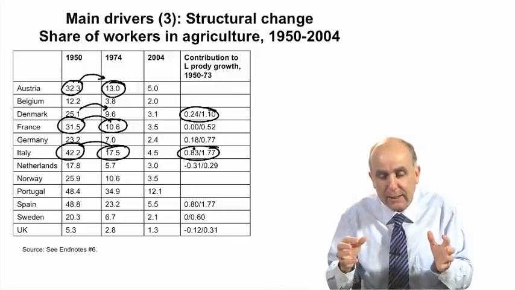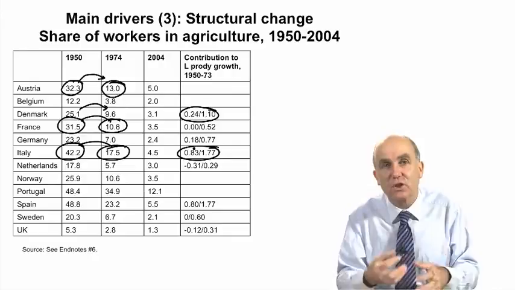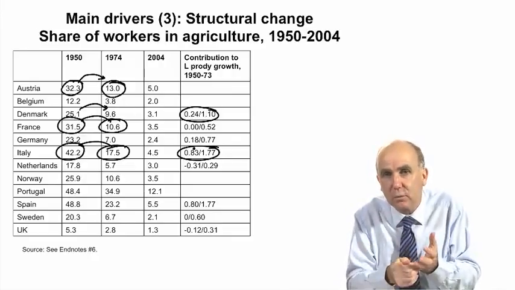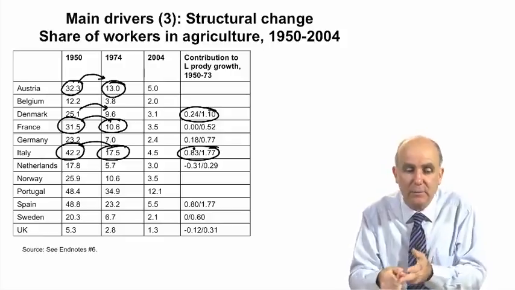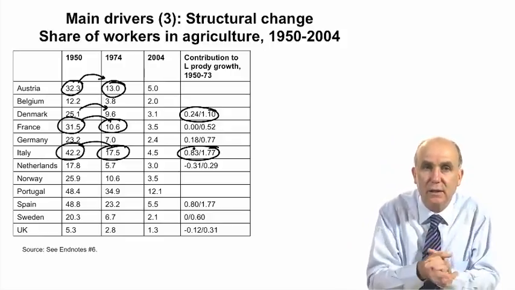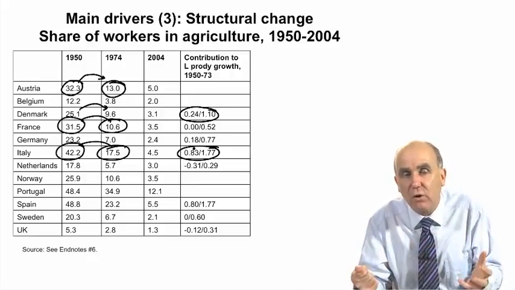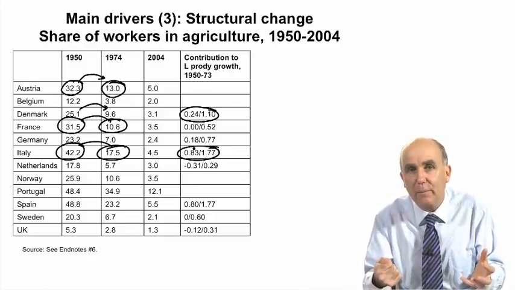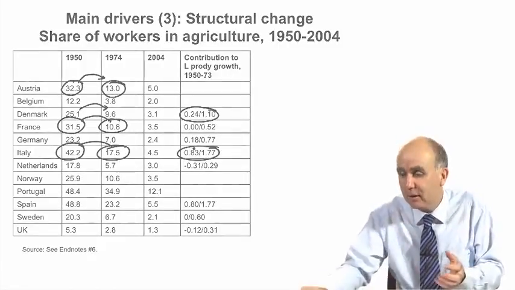Now, it's one thing to say that countries had the scope to grow: that because of the World War, because they were behind the technological leader, because they still had lots of workers in agriculture, there was the scope for these countries in Europe to grow rapidly. But it's another thing to actually make that happen.